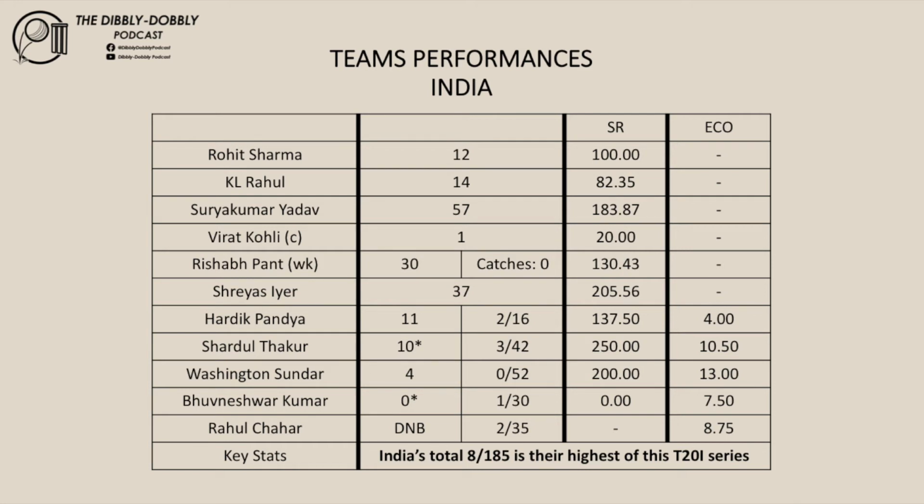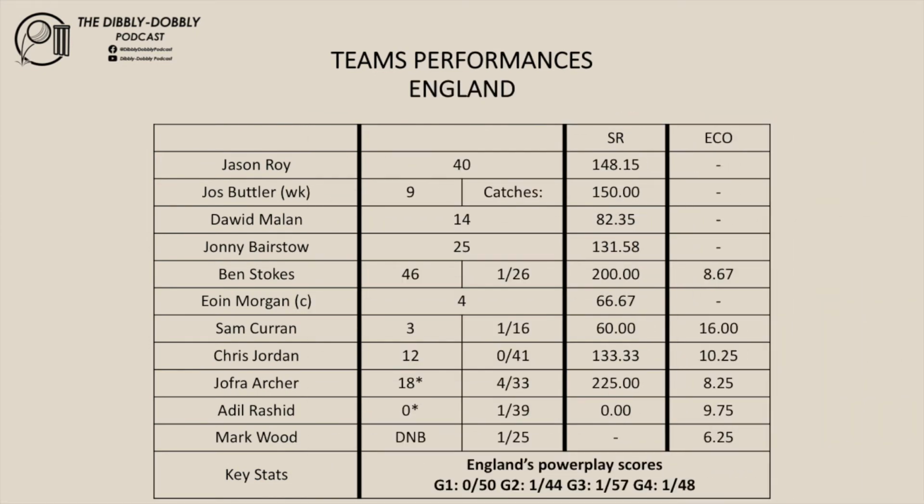Let's have a look at how England performed in this 4th T20 International. We'll start with their batsmen. Roy 40, Butler 9, Malan 14, Bairstow 25, Stokes 46, Morgan 4. Let's have a look at their bowlers. Archer took 4 wickets and a wicket each for Stokes, Sam Curran, Rashid and Wood. No wickets for Jordan. That's how the England team performed in this match.